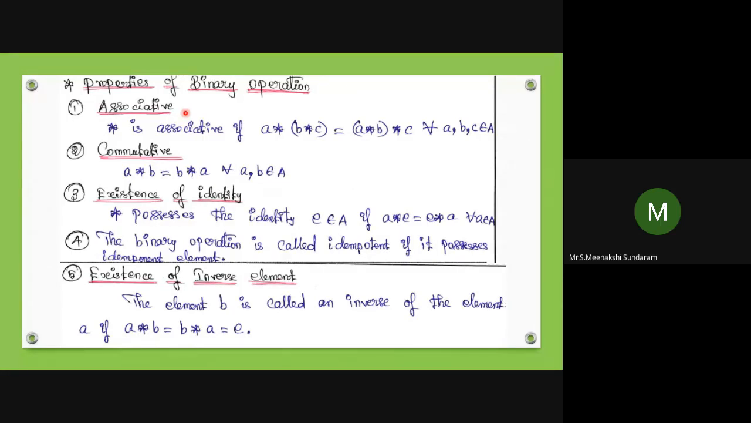Similarly for fractions, with respect to multiplication, for 2 the multiplicative inverse is 1 by 2. For 5, it is 1 by 5, like that.